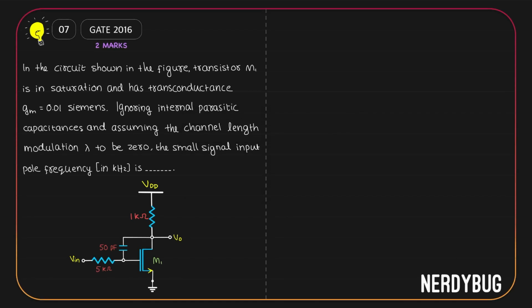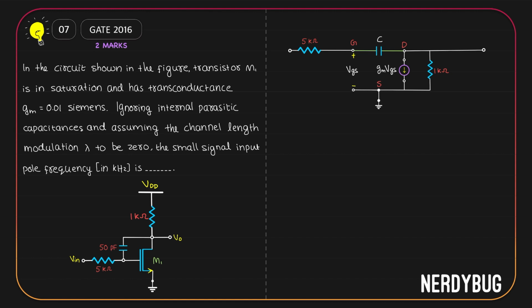Let us start with the small signal model. There is a 1 kilo ohm between the drain and the AC ground. There is also a 5 kilo ohm between the gate and the input. Finally, we have a capacitor and that is between the drain and the gate. So we can show it over here like this. Assume that the value of capacitance is C.